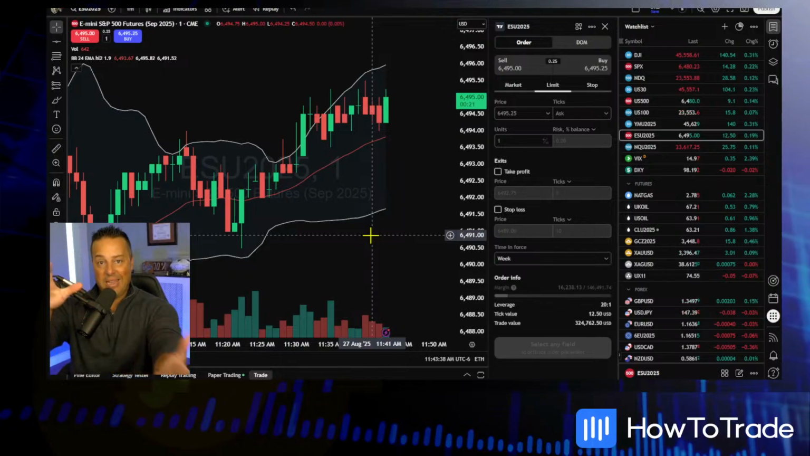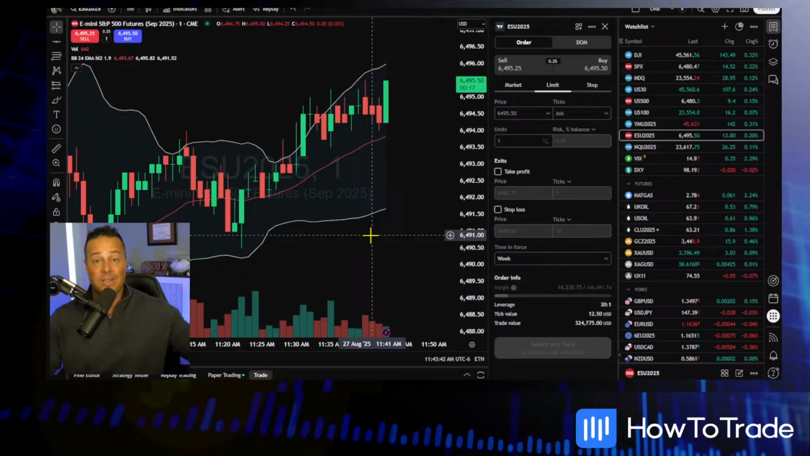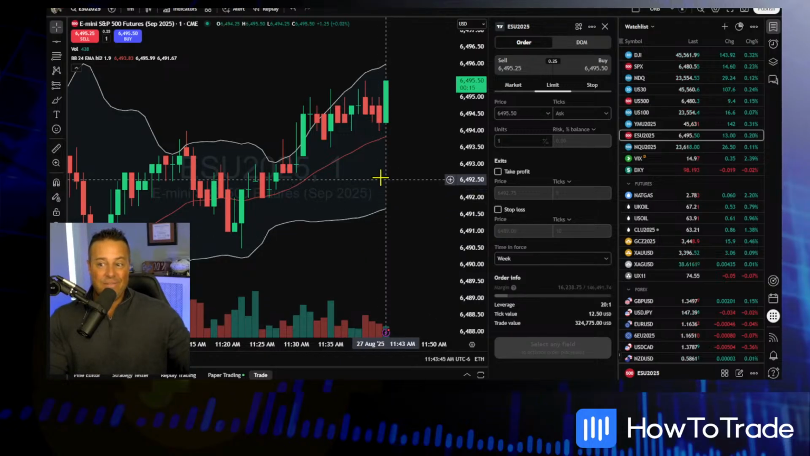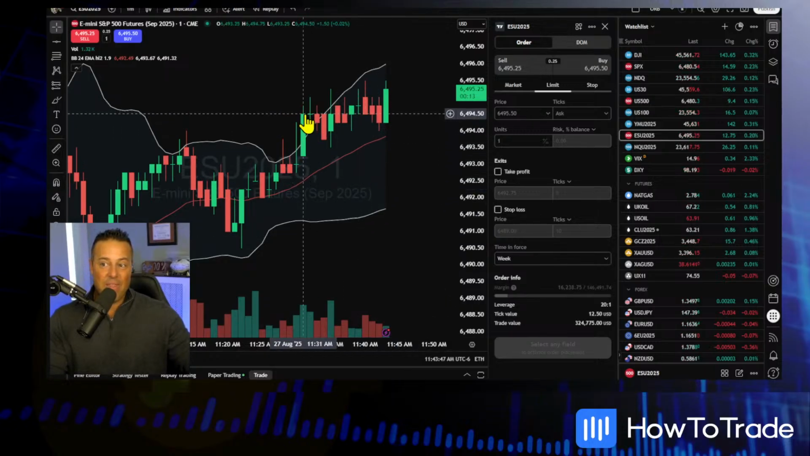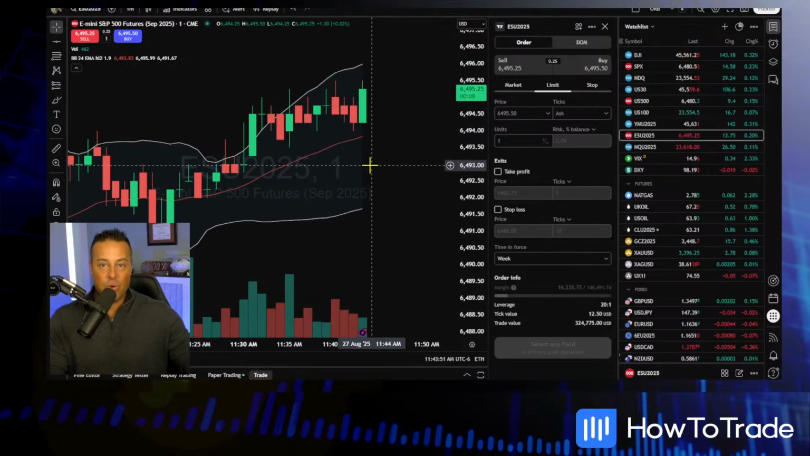They're expanding. They're not parallel. As soon as they're expanding, you don't want any part of this. You don't want to do this. In fact, you're probably still buying that breakout right there. So this situation with the Bollinger Bands would not qualify. Let's go for another one.